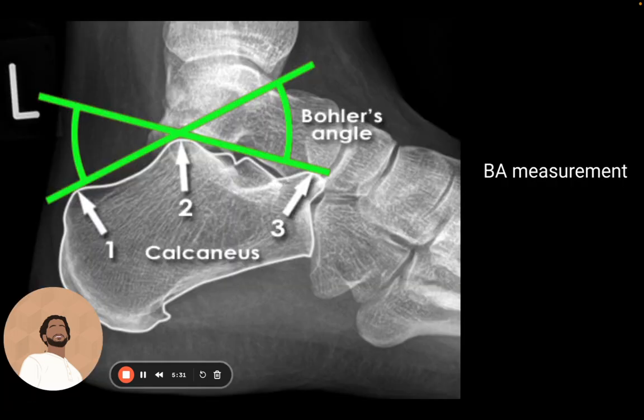Now, this is actually the BA measurement, Bowler's angle. Essentially, you have three different points right here. You have this point right here on the tuberosity. You have this on the anterior process, and then this point right here. And using these two lines, you can actually calculate this angle.